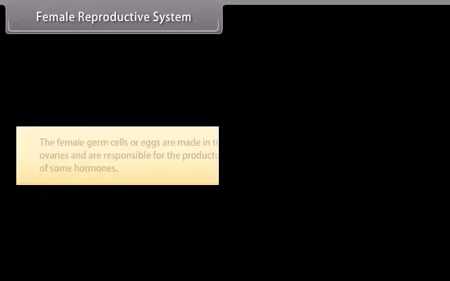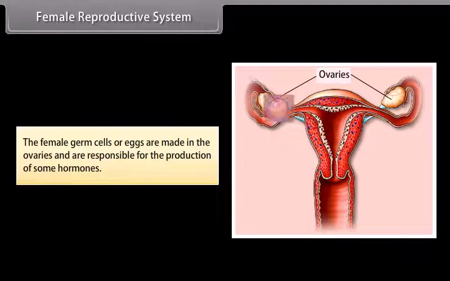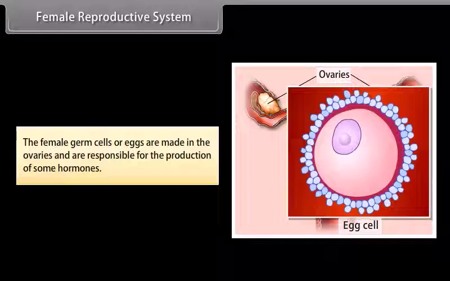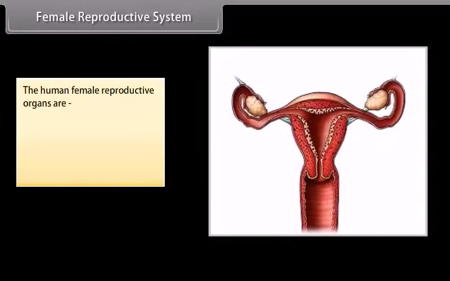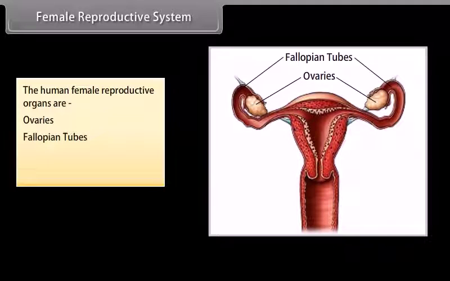Female reproductive system. The female germ cells or eggs are made in the ovaries, which are also responsible for the production of some hormones. The human female reproductive organs are ovaries, fallopian tubes, uterus, and vagina.